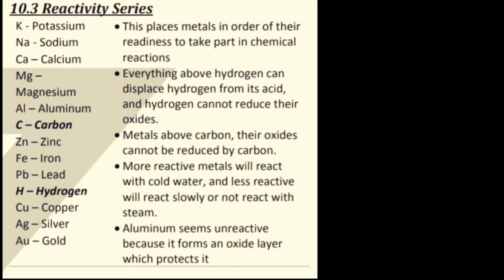Examples of acids: hydrochloric acid, nitric acid, sulfuric acid. Metals above hydrogen, for example zinc, can react with dilute acid and form hydrogen gas. Zinc reacted with dilute HCl forms hydrogen gas. Calcium can react with sulfuric acid and form hydrogen gas. It means metals above hydrogen react with dilute acid and form hydrogen gas.